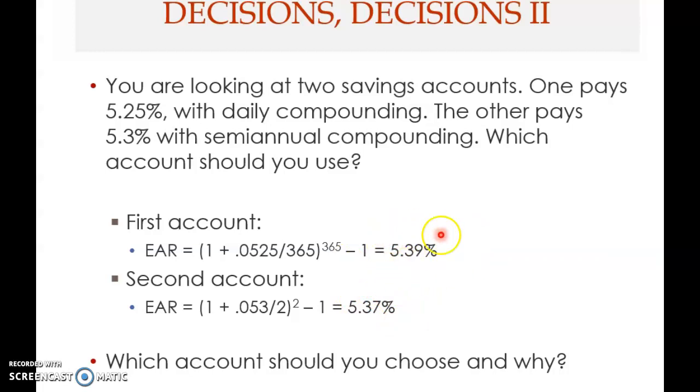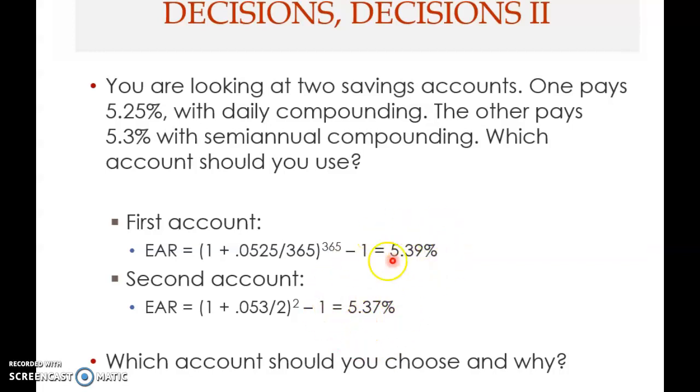Because the first account pays you a higher EAR, you should choose this. This is based on a savings account, so you should choose the higher one because you want a higher return. But if it is borrowing, this is the interest that you need to pay, then you will choose this one, because this will give you a lower cost.